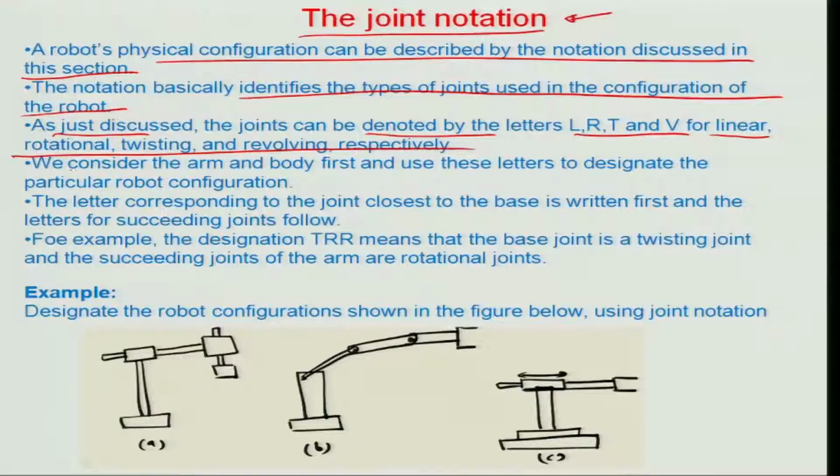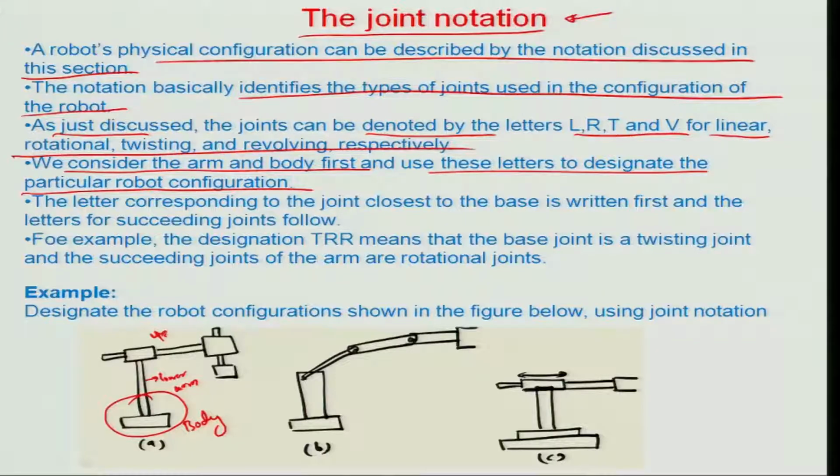For this, we consider the arm and the body first and use these letters to designate the particular robot configuration. In this particular case, let us say this is the body portion, this is the lower arm, this is the upper arm, and this is the wrist region. So, we can consider this robot to be a configuration of L, that means a linear lower arm, a linear upper arm, and then followed by a twisting wrist and also a rotating wrist. So, there is capability of rotational movement, and then again a twist on the end effector itself.